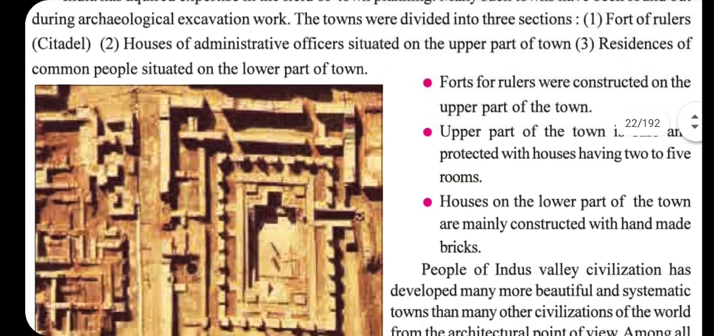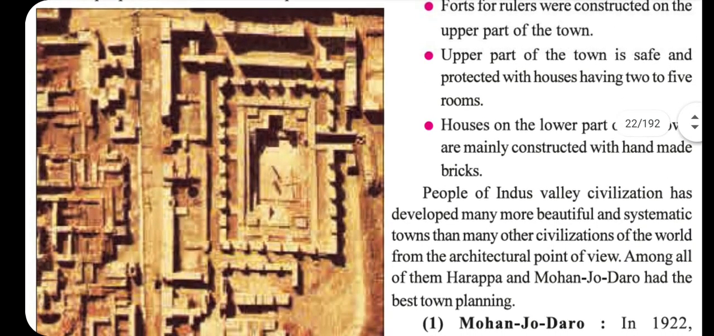The fort of the ruler, as I said, was in the upper part. The upper part was protected from floods or various other factors. It had 2 to 5 rooms. The lower part of the town was constructed with handmade bricks. People of the Indus Valley civilization developed many beautiful and systematic towns, more than many other civilizations of the world.